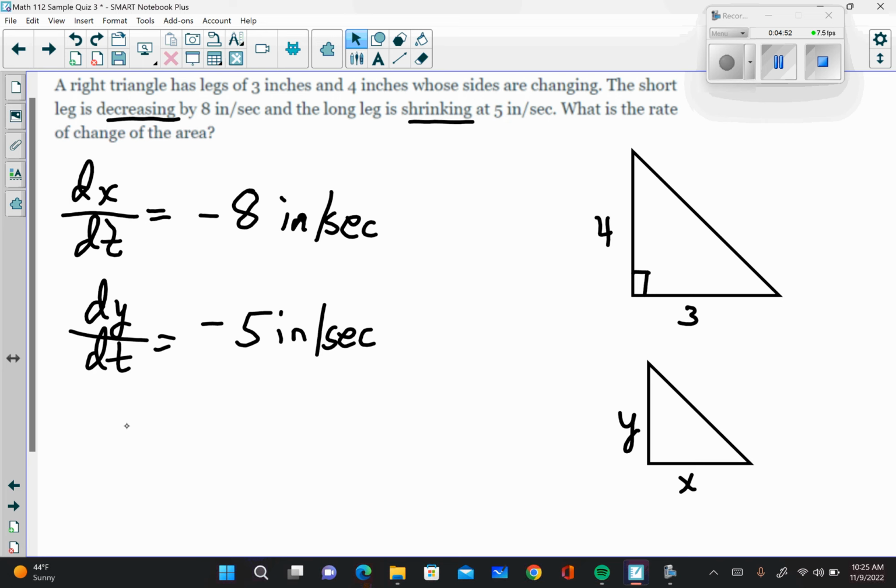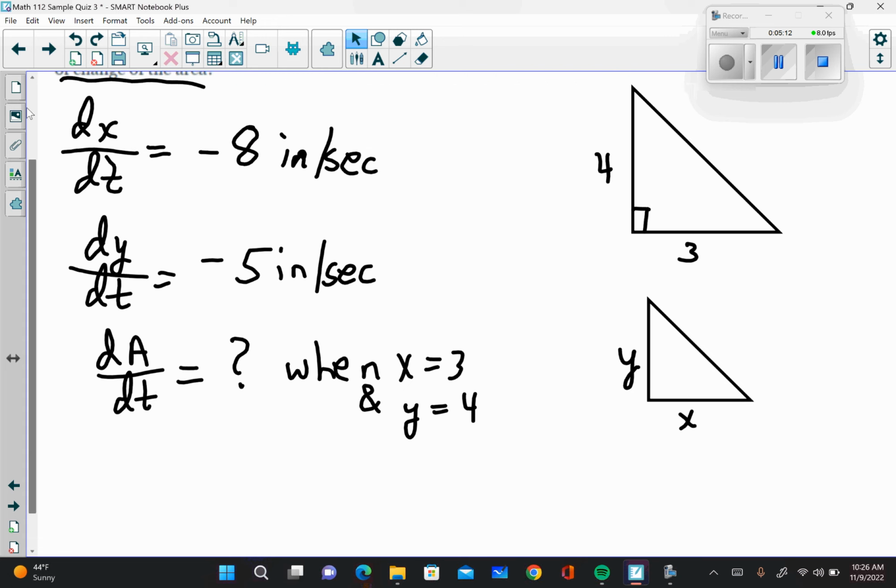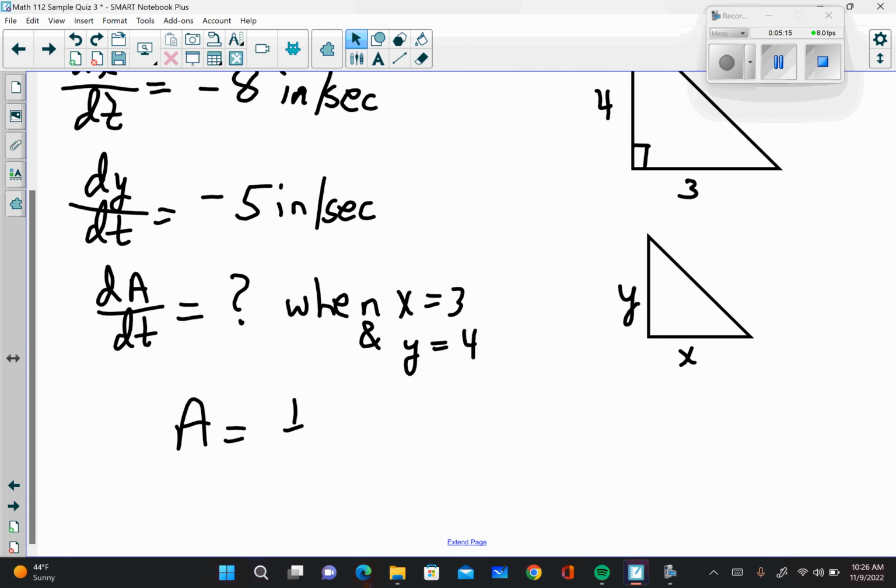What is the rate of change in the area? So the derivative of the area with respect to time is what we're trying to find. We're trying to find that when x is 3 and y is 4. So we need a formula for the area of a triangle. The area of a triangle is 1/2 base times height. And now we're going to differentiate implicitly with respect to time. The first term is a, so I'm going to write the derivative of what I just traced in red with respect to time.